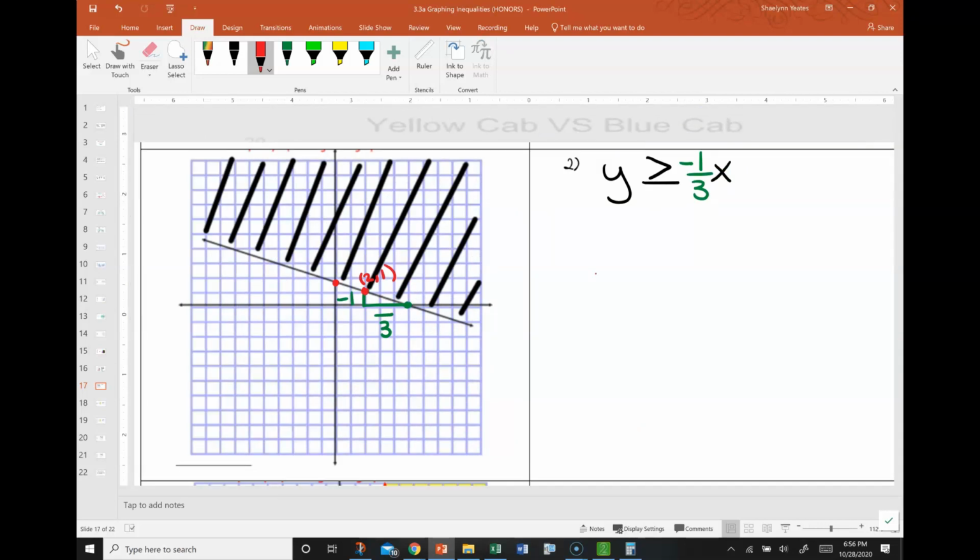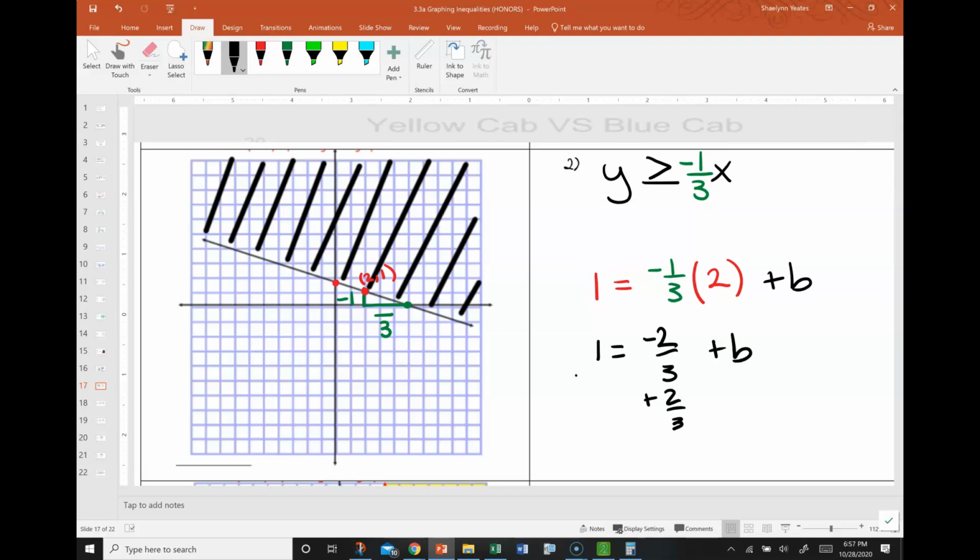So I'm going to have 1. And we're going to use equal to for right now because we're solving for something. Equal to, and then we've got our -1/3 from our slope, and we're going to multiply that by 2. And remember, this is what we're trying to solve for the whole time. This is the entire purpose of doing this, is to find b. So we've got 1 equals -2/3 plus b. So we're going to add 2/3 to both sides.